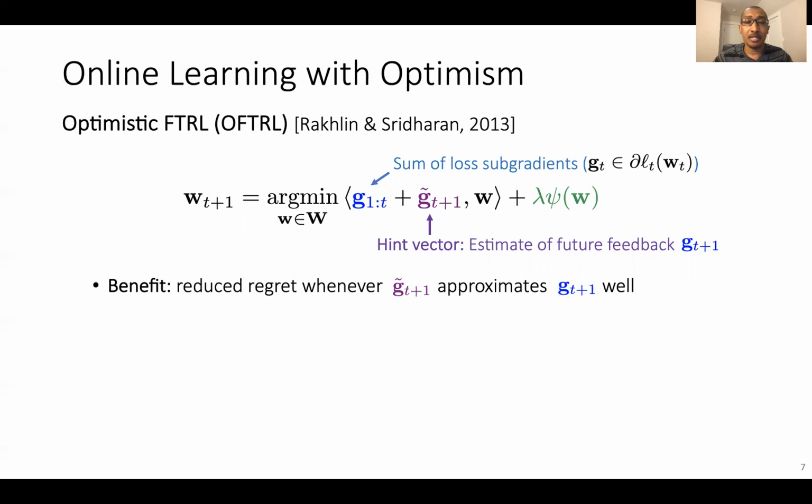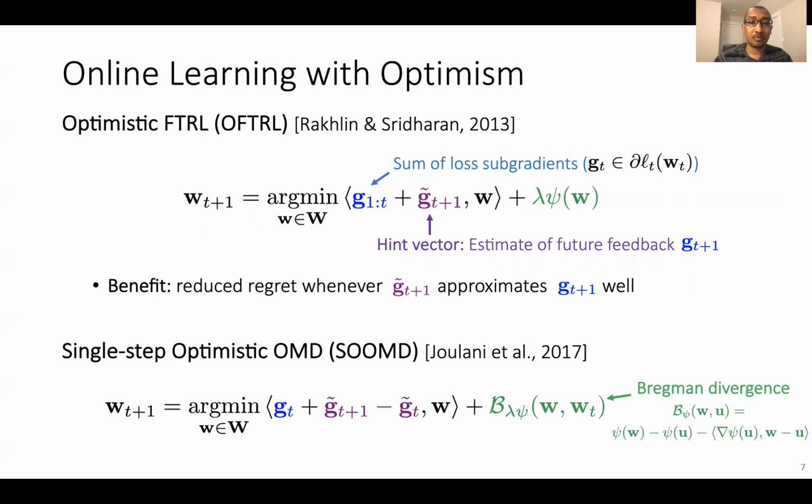The benefit here is that you get reduced regret whenever your hint approximates that future unobserved subgradient well. Similarly, we're going to imbue our online mirror descent algorithm with optimism. For that, we're going to use a particular form of optimistic OMD which we'll call single step OMD, or SUMD, proposed by Jelani et al. Just like in FTRL, we're going to introduce an extra hint term, here in the form of the difference between today's hint and yesterday's hint.